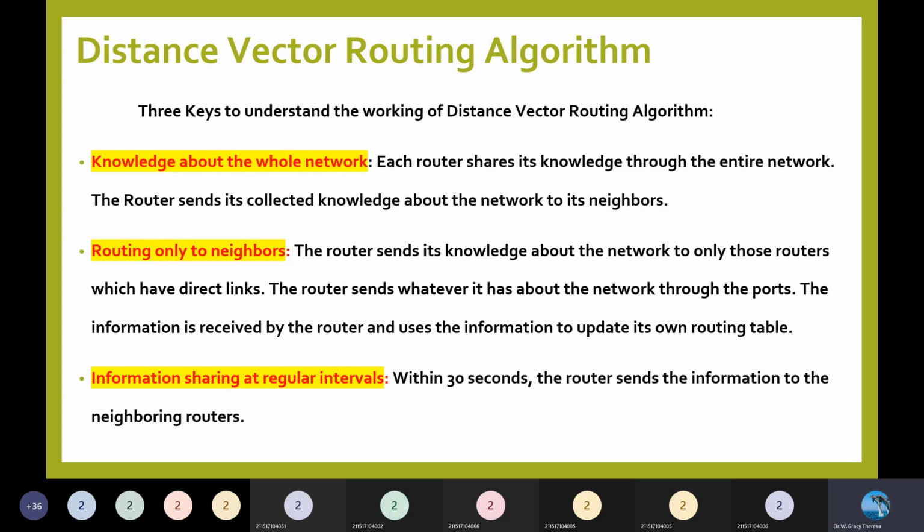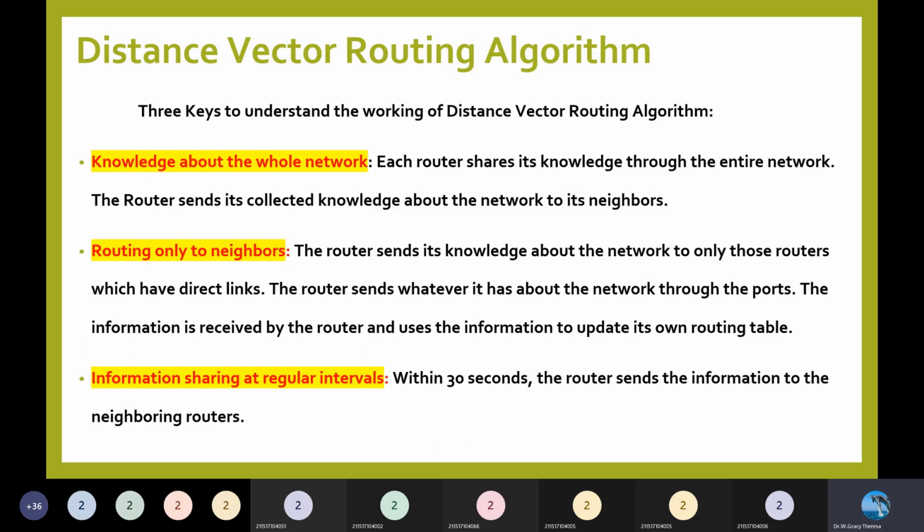So it has to know the entire network, and it has to route only to its neighbors. It shares the information only with the nearby neighbors, not more than that. That is not possible. It only hops to the nearby table. So: routing only to the nearby neighbors, and information sharing at regular intervals. These are the three important key points in the distance vector routing algorithm.